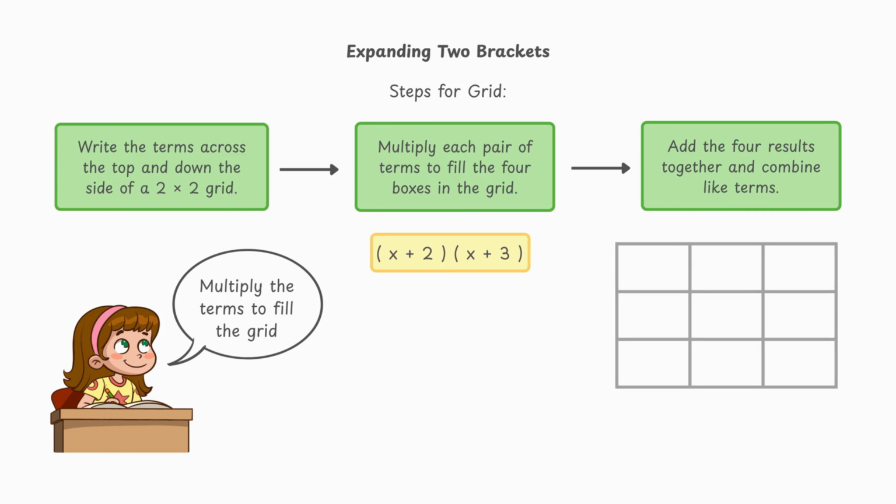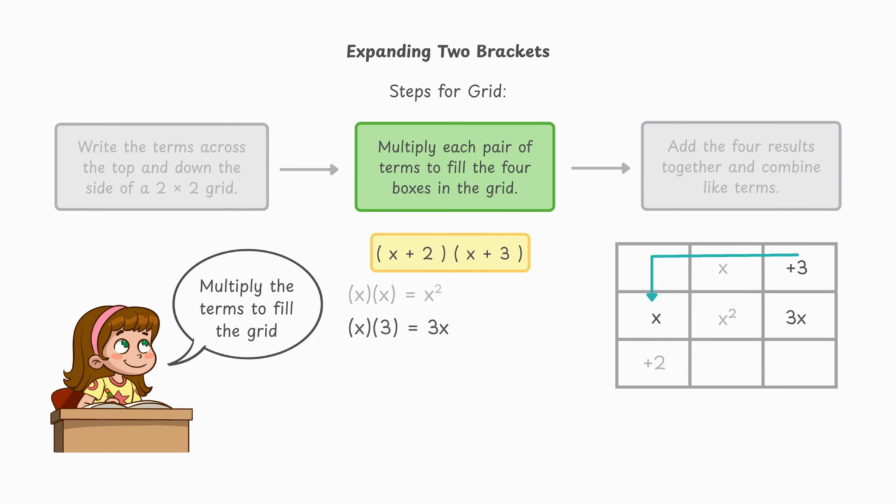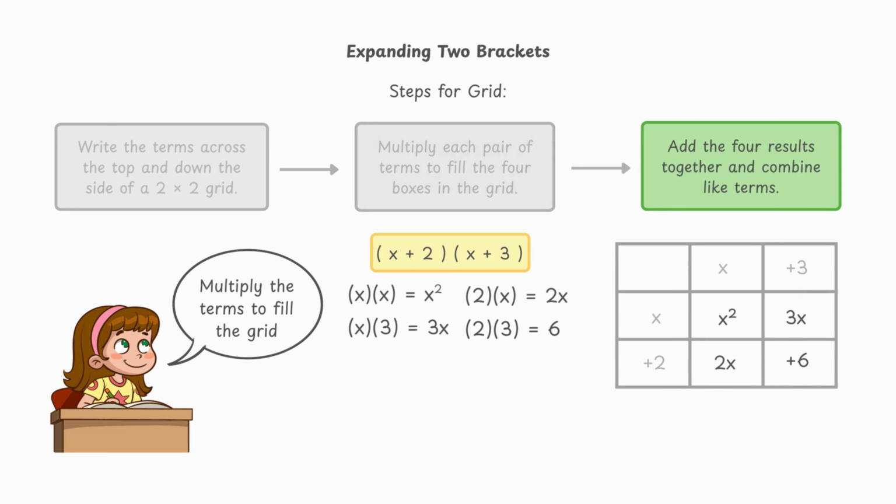First, place the terms on the grid. Write x and positive 3 across the top. Write x and positive 2 down the side. Now multiply the terms to fill the grid. x times x equals x squared. x times 3 equals 3x. 2 times x equals 2x. 2 times 3 equals 6. Now add the results and combine like terms. 3x plus 2x equals 5x. So the final answer is x squared plus 5x plus 6. Remember, the idea is to multiply the terms to fill the grid.